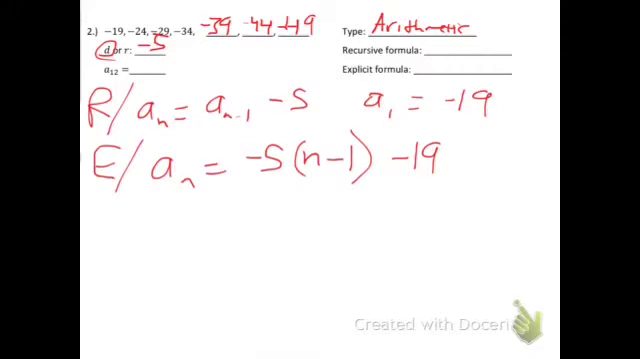So there's the explicit function, the a sub 12, whoops, that's not 12, 12 is going to be the answer when you plug in 12 here. 12 minus 1 is going to be 11, times -5 is -55, and then subtract 19 will give you -74, and that's our 12th term.